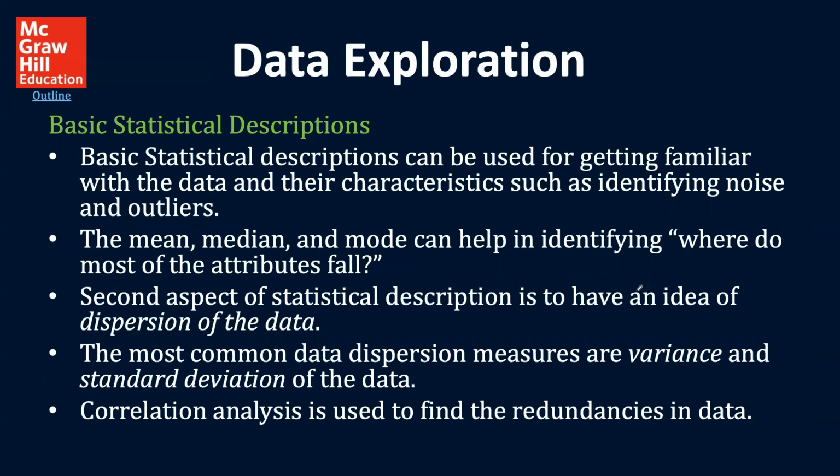Let's talk about basic statistical description. Basic statistical descriptions can be used for getting familiar with the data and their characteristics, such as identifying noise and outliers. The mean, median, and mode can help to identify, quote, where do most of the attributes fall. The second aspect of statistical description is to have an idea of the dispersion of the data. The most common data dispersion measures are variance and standard deviation of the data. Correlation analysis is used to find the redundancies in the data.